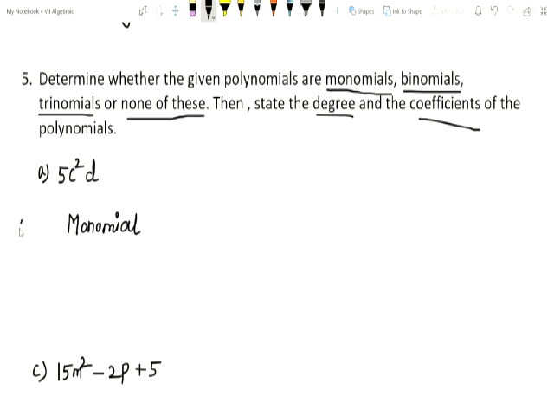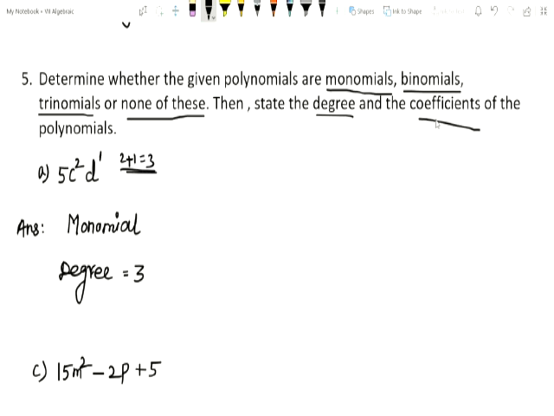Okay. Then after finding this, what you have to write? After finding the type, we need to say degree. Okay. So degree equal to, degree means what I said, children? Highest power of the variable. See here c square d. C power 2, d power 1. So 2 plus 1, what you will get, children? 3. Okay. So the degree is 3.